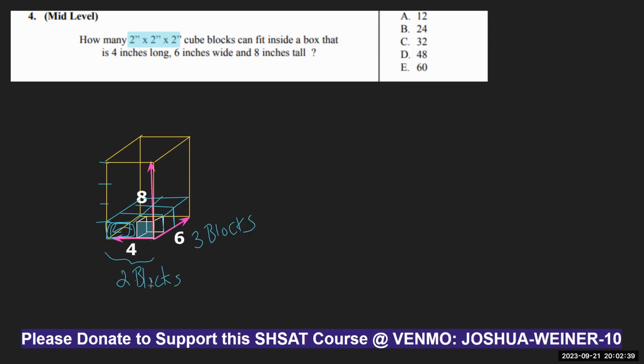4 blocks high. It's going to have 4 levels of these blocks. 4 blocks tall. And then we can just multiply length, width, and height. Well, by counting the blocks of 2 each, that'll be 2 times 3 times 4 layers, which is 24 total. The correct answer was B.